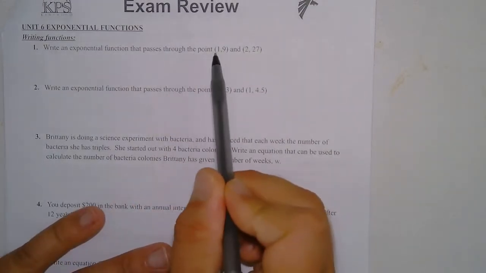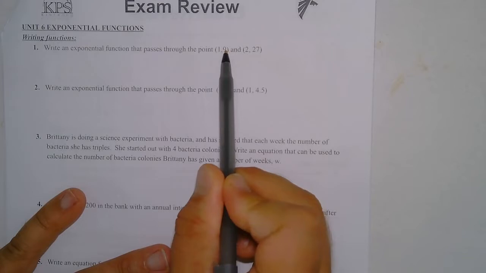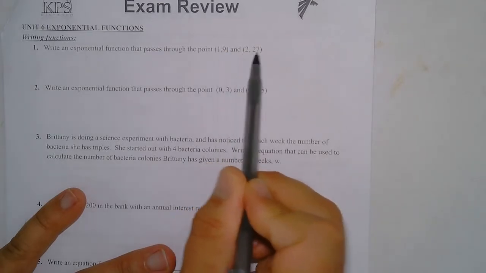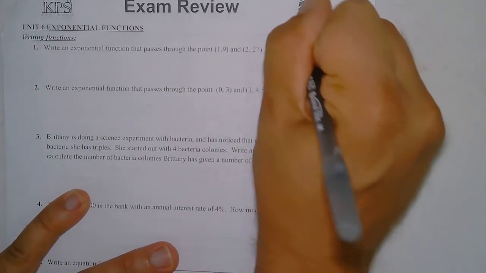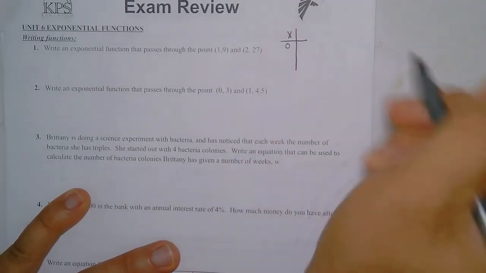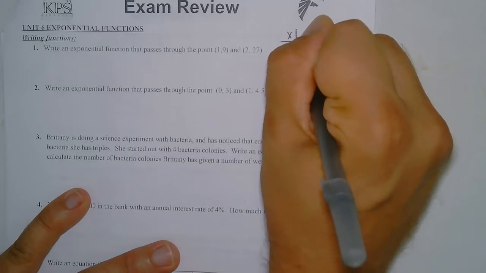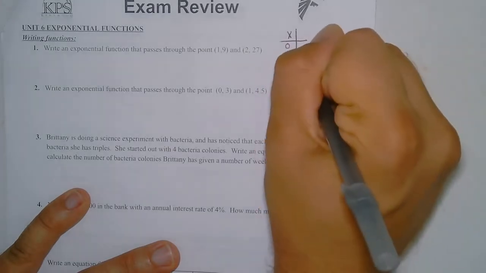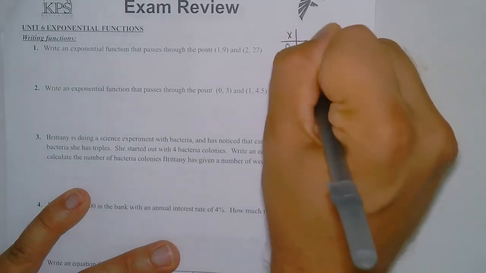So now we need to write an exponential function that goes through the points (1, 9) and (2, 27). What I'm going to do is make a table. And remember, our initial value is going to be when x is 0, so I'm going to put that. And if x is 1, we're at 9. And if x is 2, we're at 27.